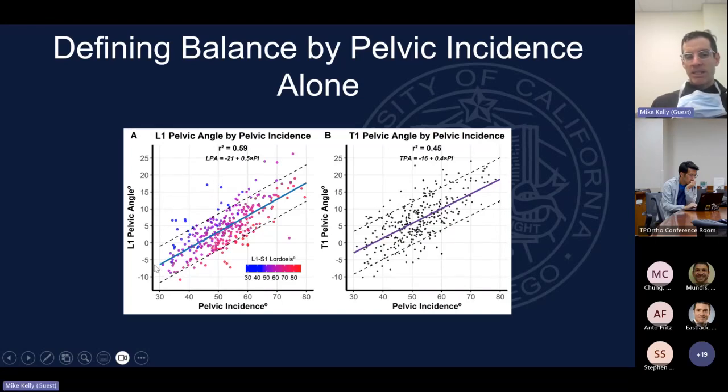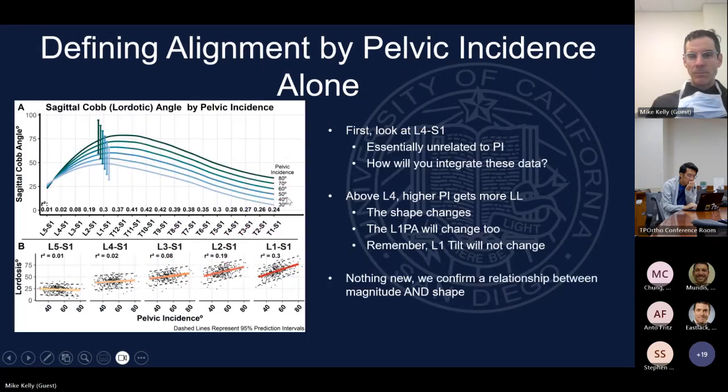So the R squared is 0.6, and what you will see here is that the prediction interval around that regression is 4 degrees on each side. So if you use half of PI minus 20 and you're within 4 degrees, there's a very high probability that you are going to align that person in some normal standard. What's interesting is that the further you get away from the pelvis, the worse it gets, right? R squared is down to 0.45, lots more scatter, lots of people now going above and below the confidence intervals. What if we're now looking at alignment by pelvic incidence alone?